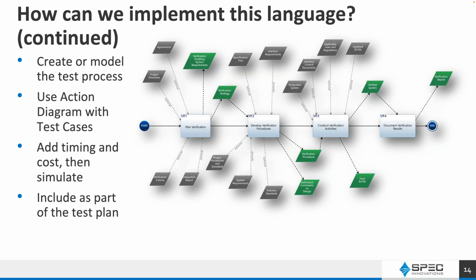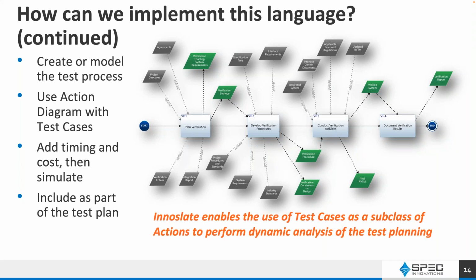I could run Monte Carlo even if I don't know exact numbers for these kinds of things, and get a range and get an idea of how much my risk is. So again, this becomes part of that test plan that you're working with, where am I going and what am I doing with it. So the bottom line is that use of the test case, the subclass, lets us perform that dynamic analysis of test planning.